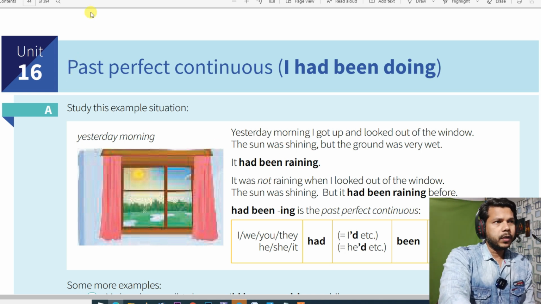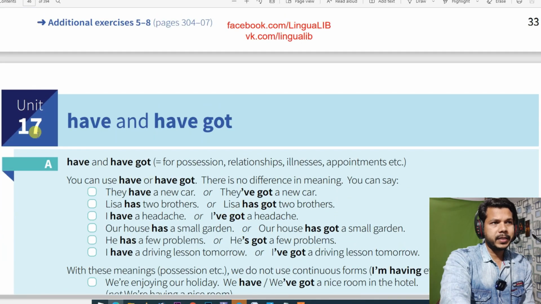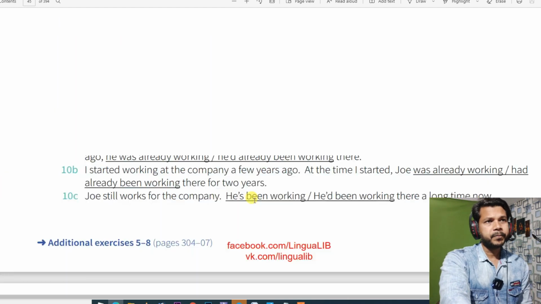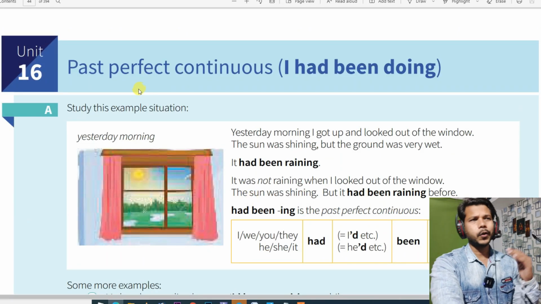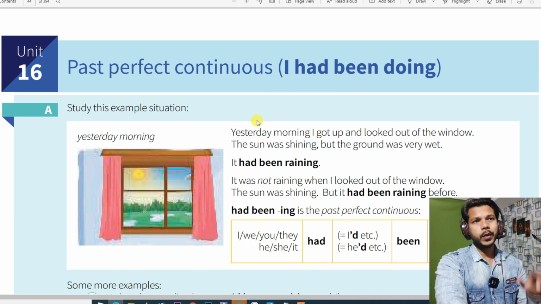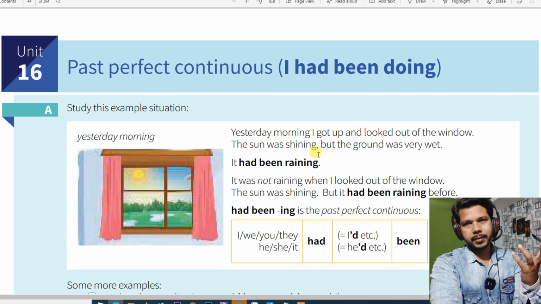So today we are going to learn about past perfect continuous, unit 16, and after this I will teach you something about unit 17, which is have and have got. How to use have and have got, are they both same or not? Okay, so let's get started everyone without any further ado. Though everyone already knows about past perfect continuous, however I'm gonna teach you what is written in this book. As per the book, what it means we have to see.